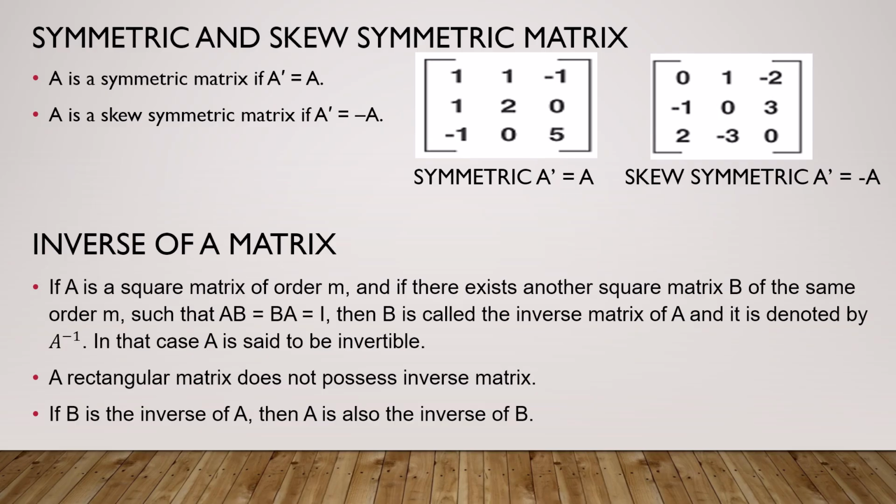In the second example, you see it is a skew symmetric matrix because the elements of A transpose I am getting by just multiplying minus 1 by each and every element. First column 0 minus 1 2. If that becomes the first row and I just multiply by minus 1, it will become 0, 1 and minus 2. Correct? So in short, skew symmetric matrix means A transpose is equal to minus A.